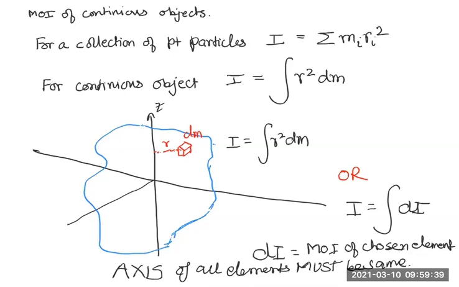So for example, we are talking about the moment of inertia of a disk. You will say that the disk is made up of rings, right? And the arbitrary ring that you have chosen has some radius y, some thickness dy. And the limits of integration will go from 0 to capital R. Capital R is the radius of the disk. Okay?